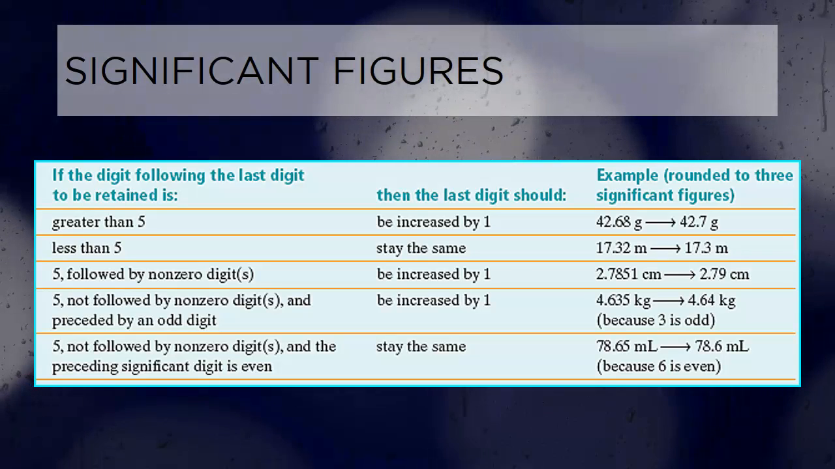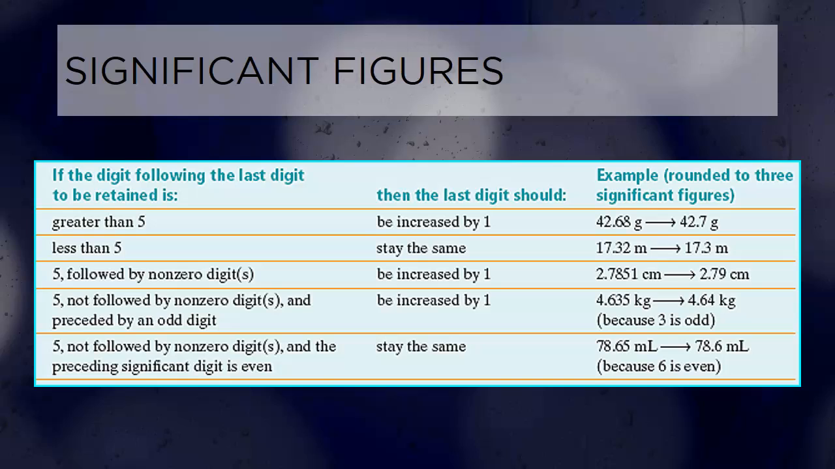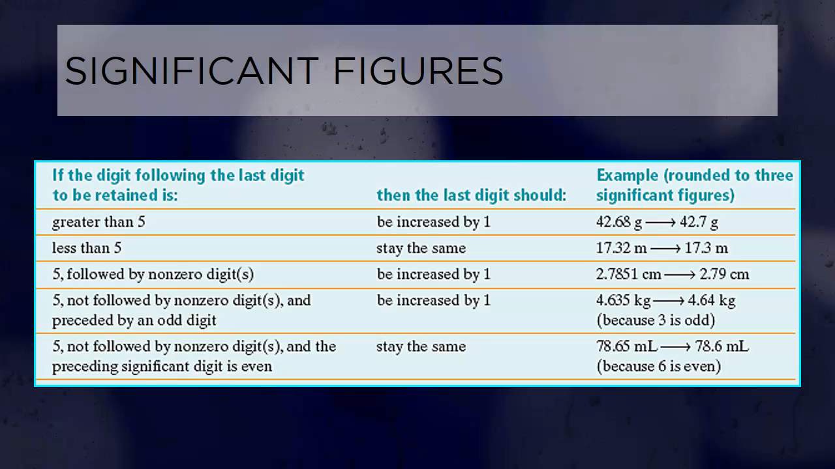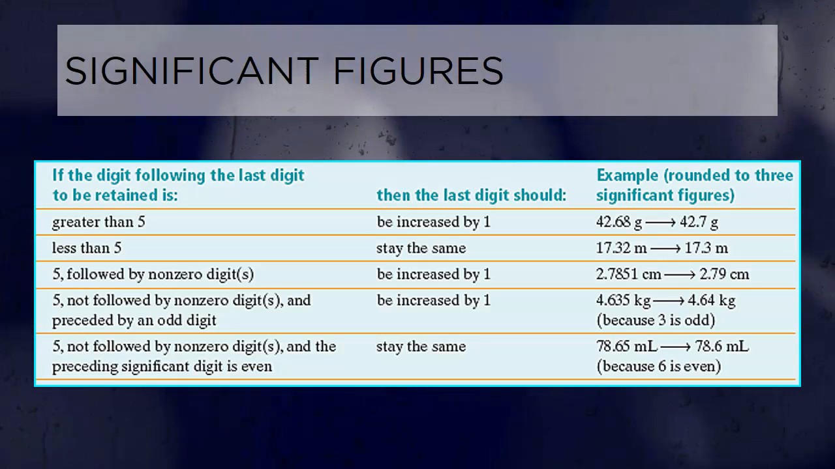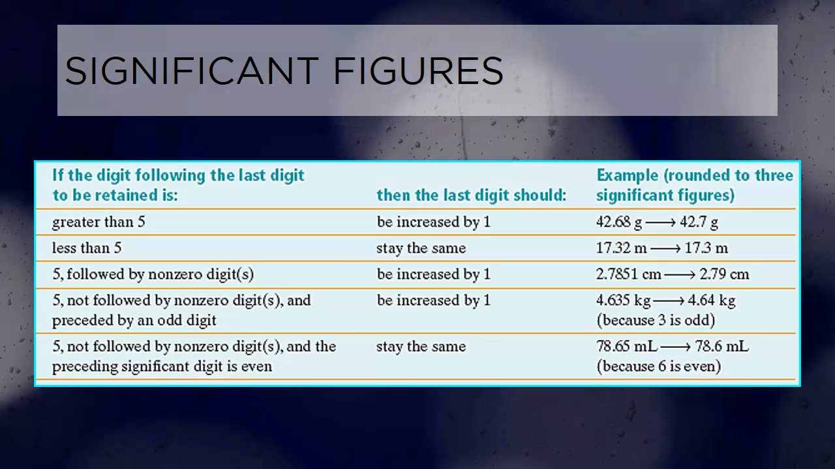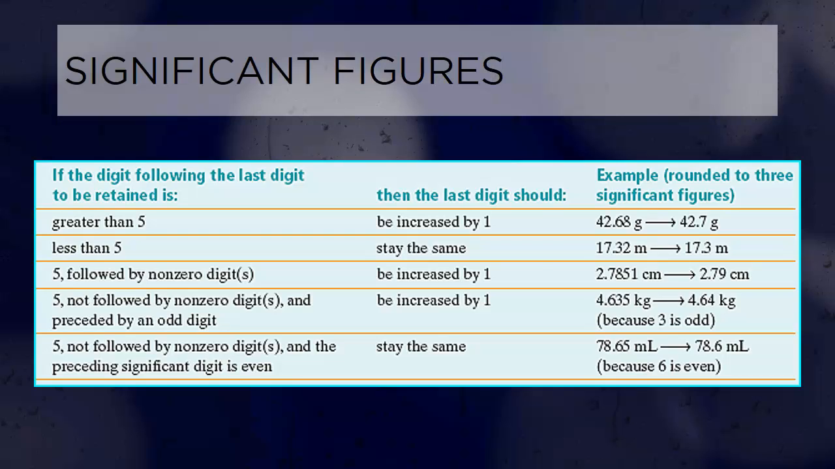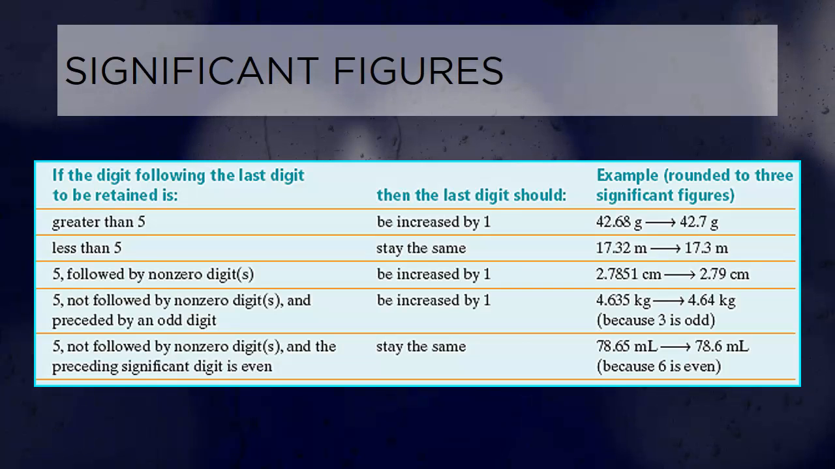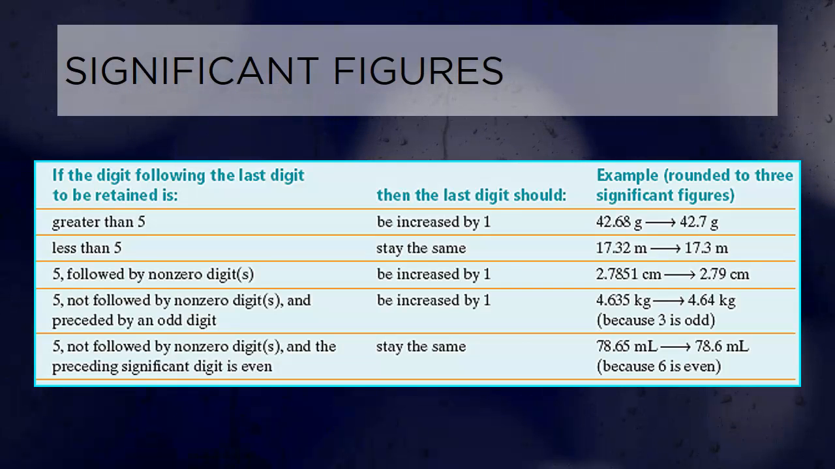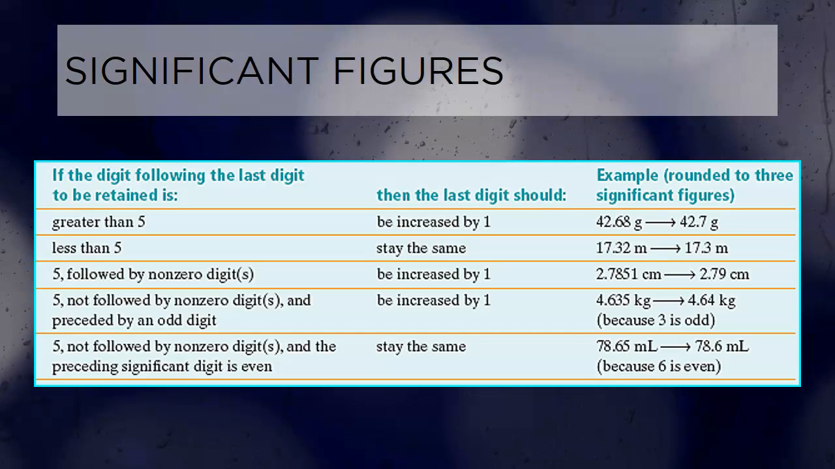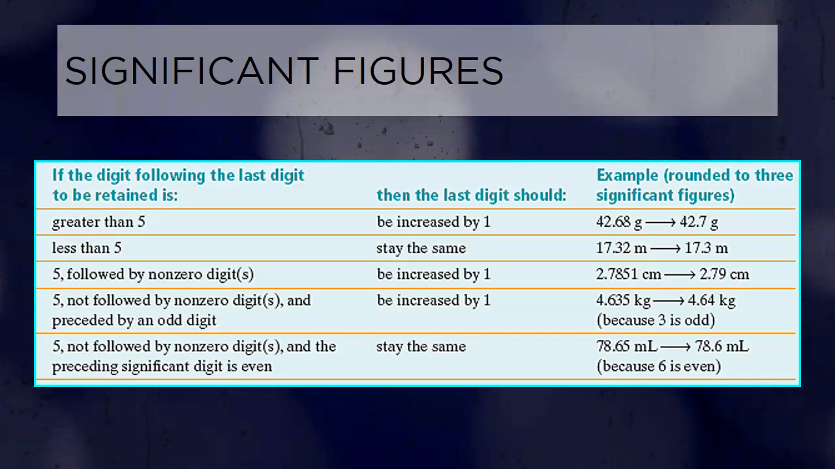If it's a 5, and it's followed by non-zeros, we're going to increase it by 1. So 2.785 becomes 2.79. If it's a 5 that doesn't have non-zeros after it, so like 4.635, that's going to become 4.64, just like it normally would.